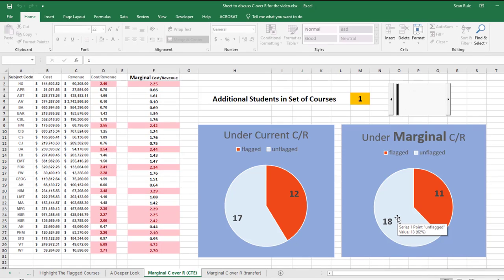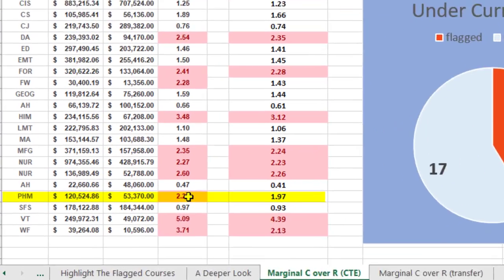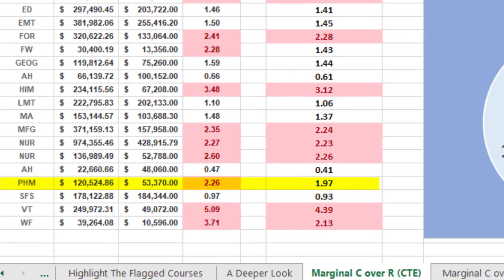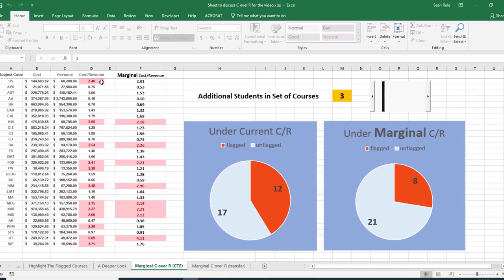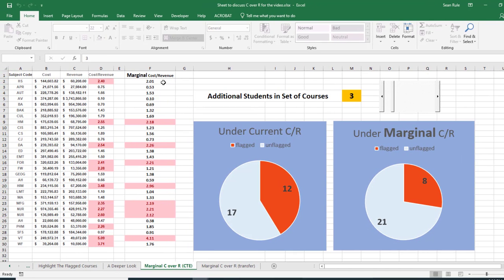So that got me thinking, what would happen if we add 2 students? And then somebody else. Who is it this time? Who else? Oh, there it is. Farm Tech went from 2.26 to 1.97. Now they don't trip. Let's keep going. Let's add a third. Okay, we just lost 2. HS, Human Services, went from 2.4 to 2.01. And what was the other one?